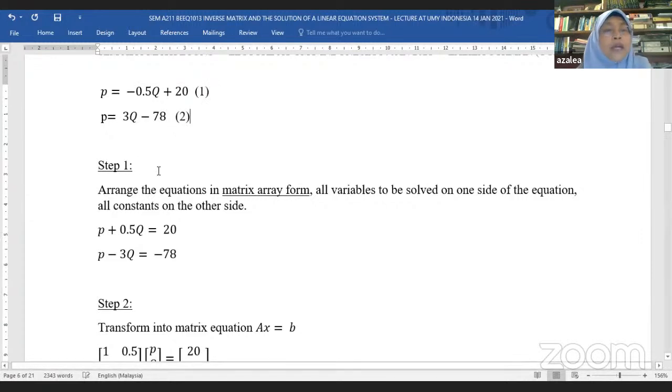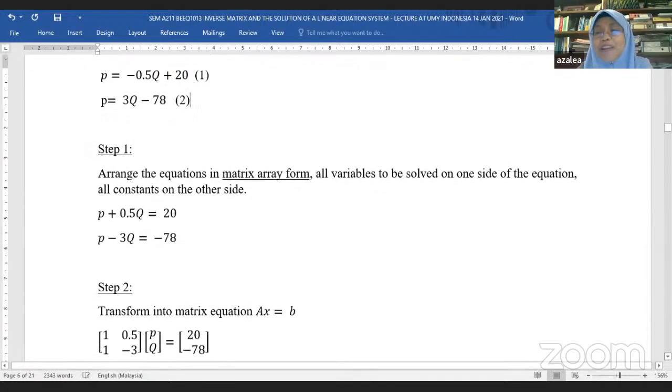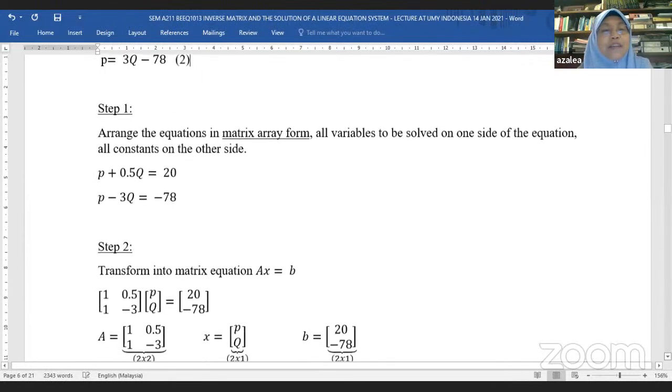from equation 1, we need to bring Q to the left-hand side. So P plus 0.5Q equals 20. We just leave the constant on the other side. In equation 2, we also bring Q to the left-hand side, so it becomes P minus 3Q equals minus 78. Now this is already written in the matrix array form.